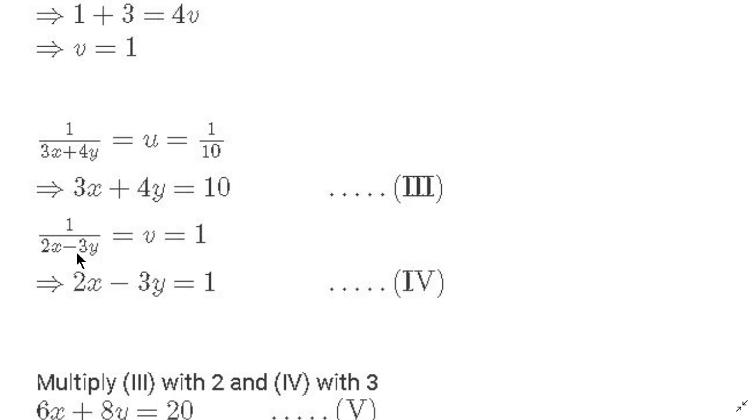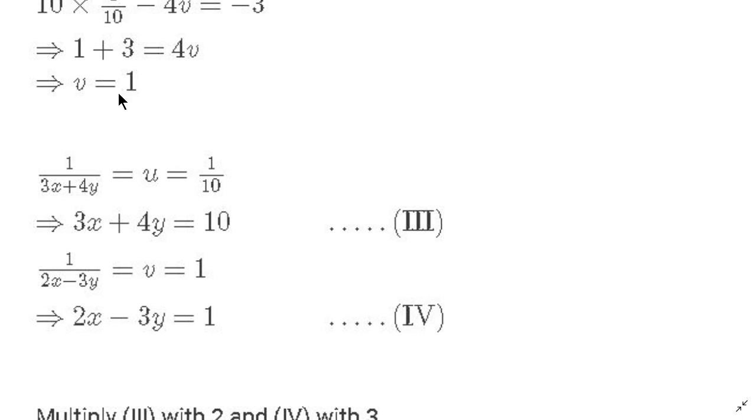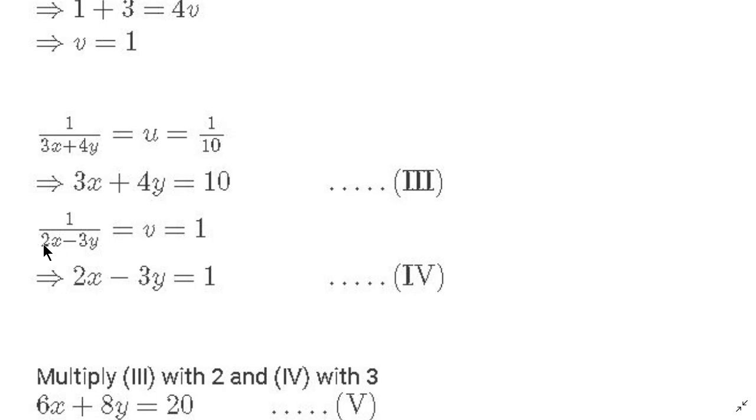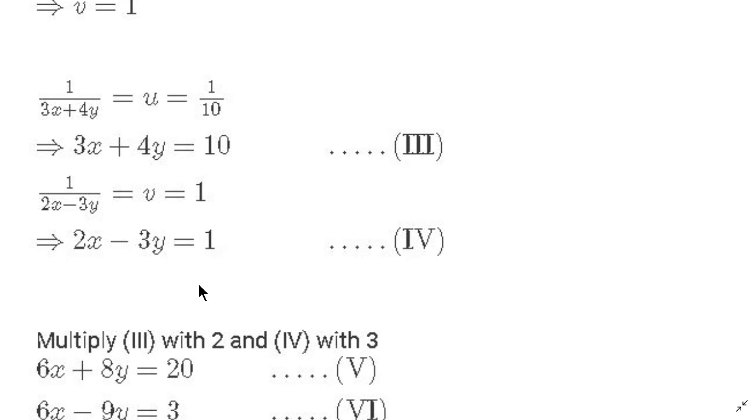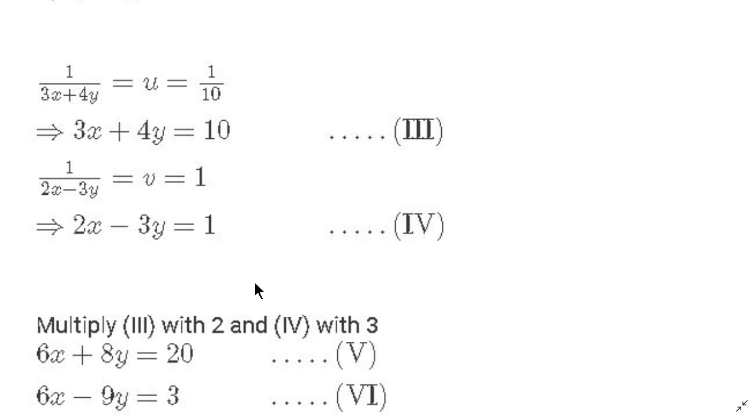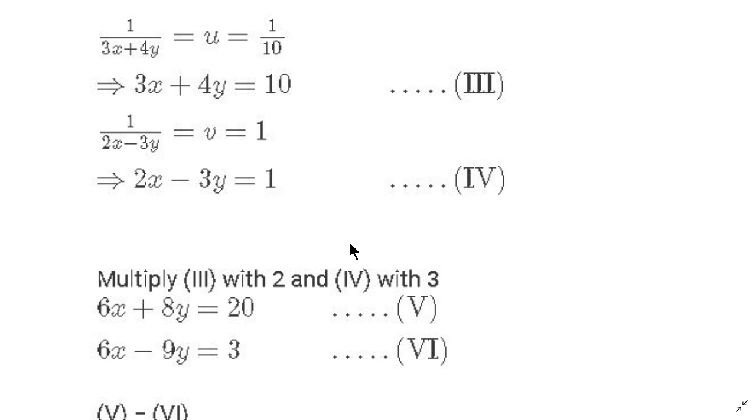Similarly, 1 upon 2x minus 3y, which was the assumption, is equal to v, and v's value is 1. Now we can see 2x minus 3y is equal to 1. So these are two new equations we have to work with.